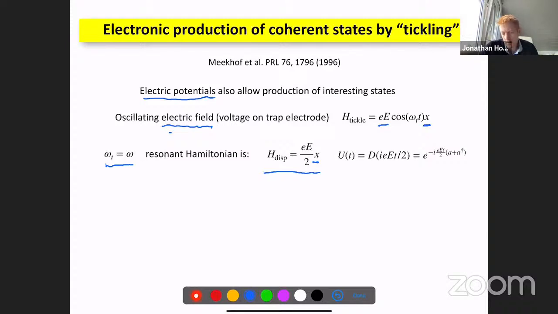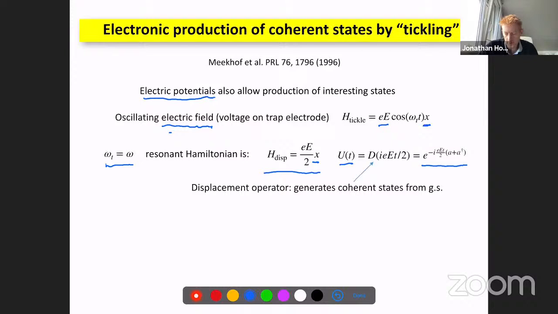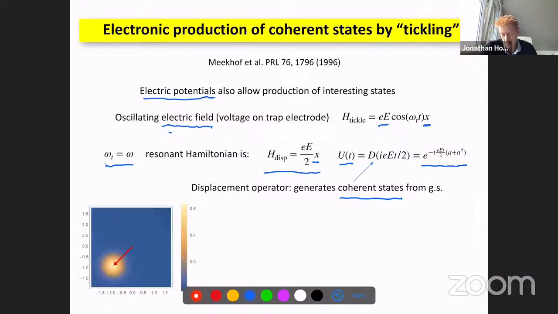So if we turn that into a unitary transformation, we apply it for a certain amount of time, we find that we're exponentiating something which has A and A dagger terms in it. And that corresponds to what we would call a displacement operator. So what does that do? If you start from an atom in a ground state and apply this displacement, it's like displacing the center of your trap. What you end up with is what we would call a coherent state, which is basically the ground state probability distribution or wave function displaced to some position in the phase space.